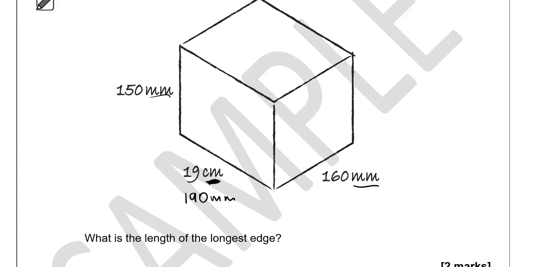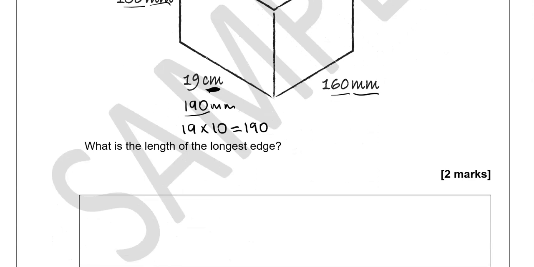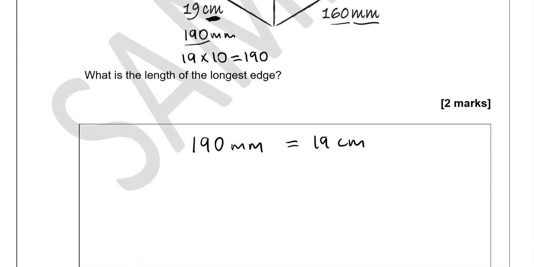So I did in my head 19 times 10, but you can use a calculator here if you want as well. So now we've got 150, 190, 160. So 190 millimeters is the longest edge, which is also 19 centimeters. That's how it was given to us.